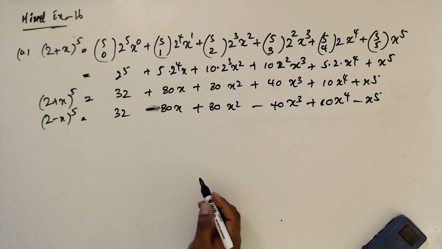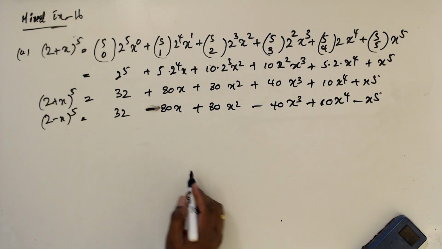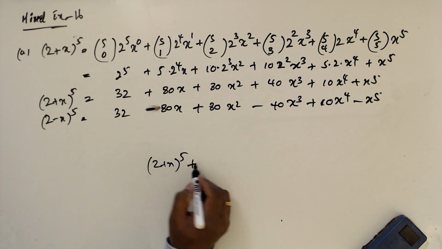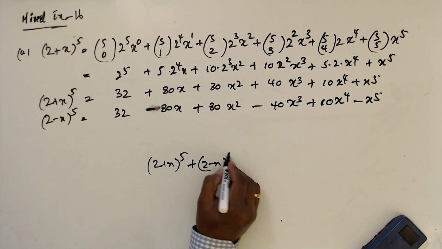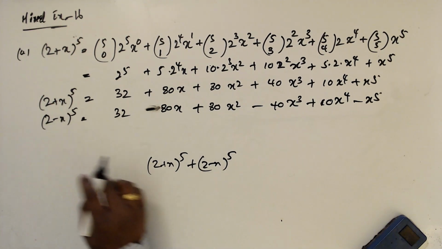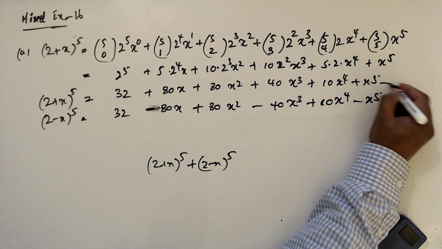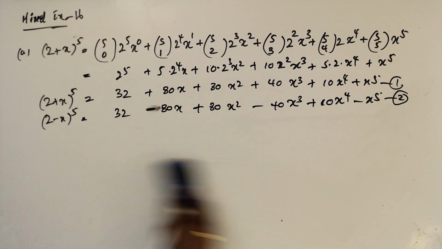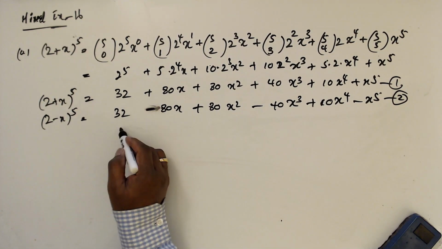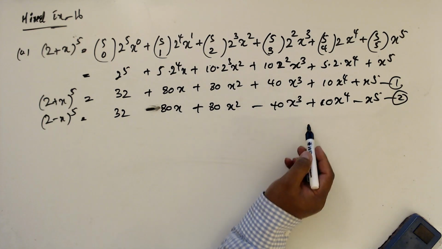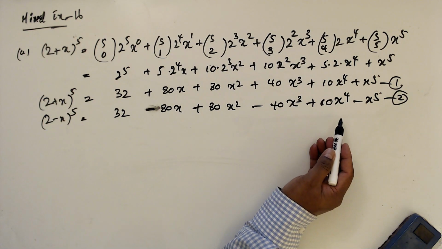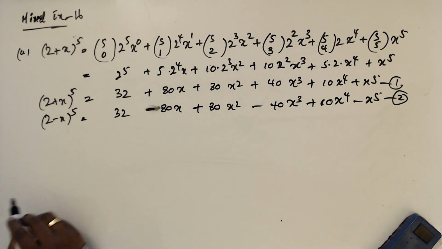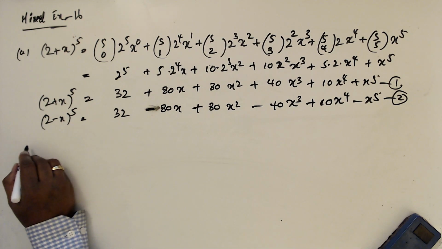Now, why I did this was I want to add (2 + x)^5 plus (2 − x)^5. So that's why I will add those two together. When I add, the even terms remain. If I subtract, the odd terms remain. So in this case, this is addition.